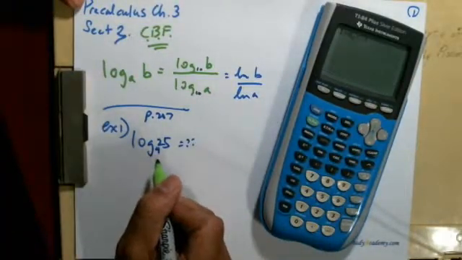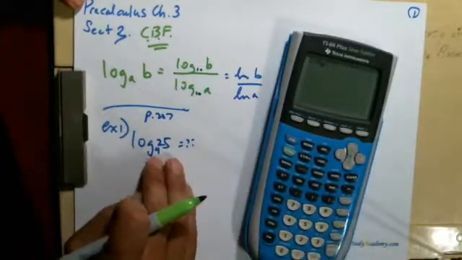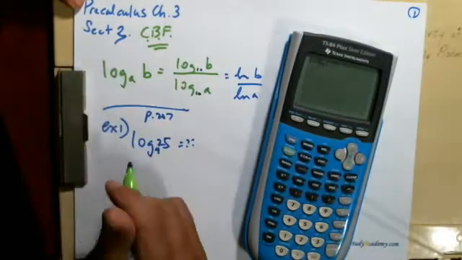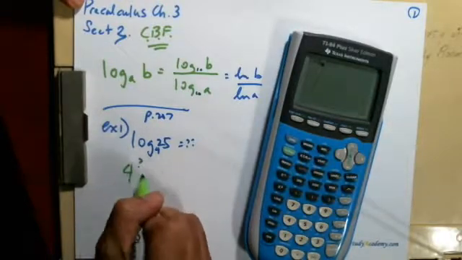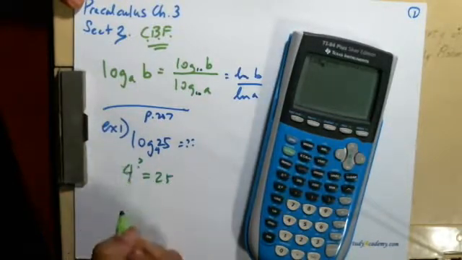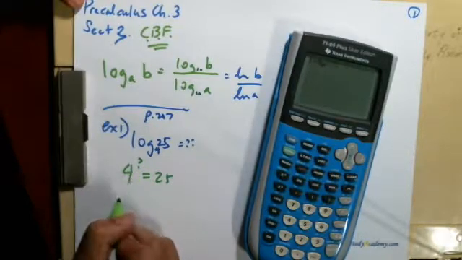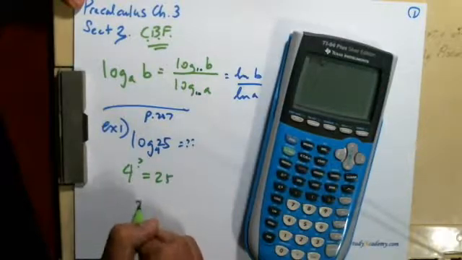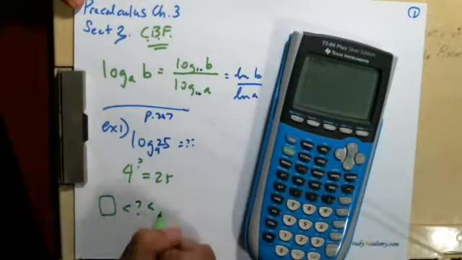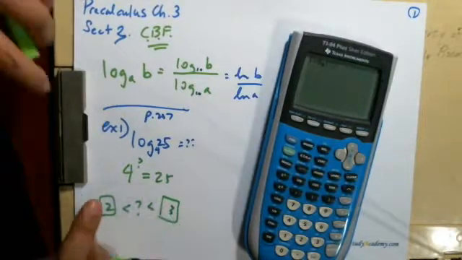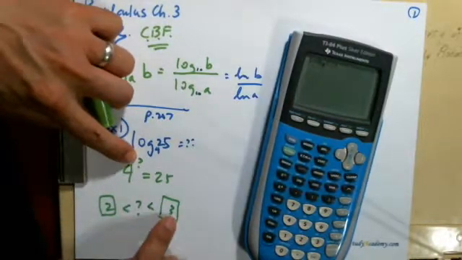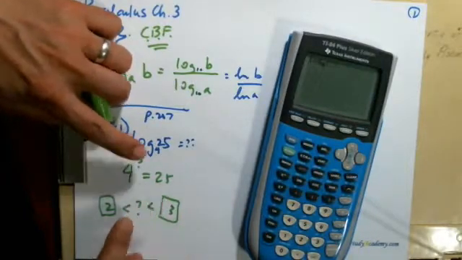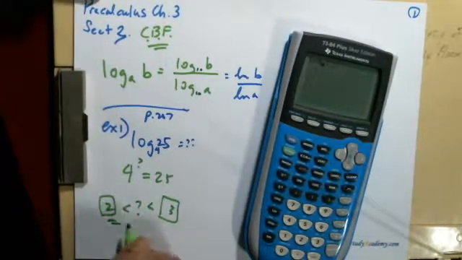To change this into exponential state from the previous lecture for Chapter 3, Section 2, it is base 4 to what power is equal to 25? Well, that power, if it's 4 squared, 16, 4 cubed is 64. So that question mark is going to be between 2 and 3. 4 to the second power is 16. 4 to the third power is 64. So it's going to be actually closer to 2. I would probably venture to say it's probably going to be 2.2 to 2.3.